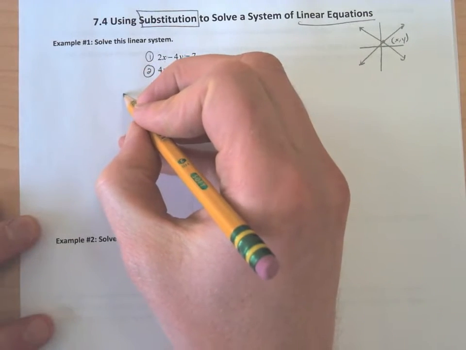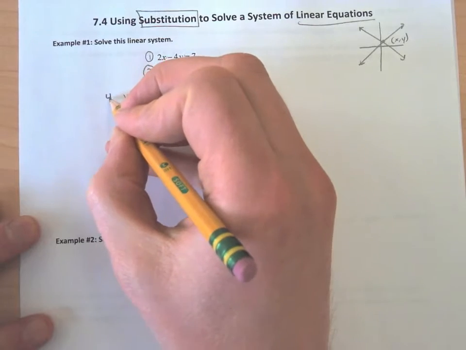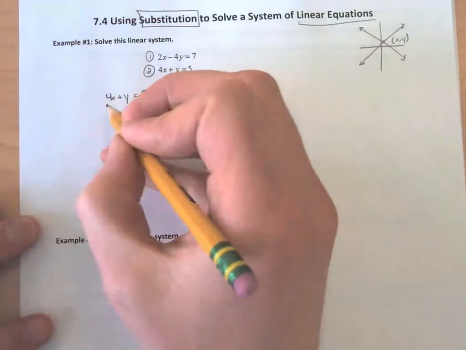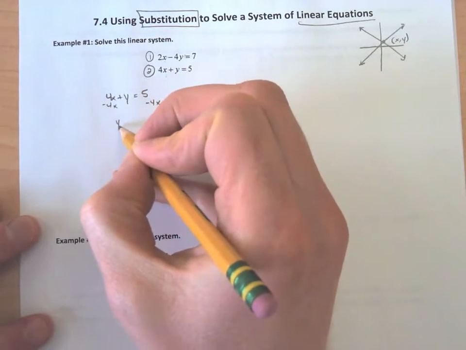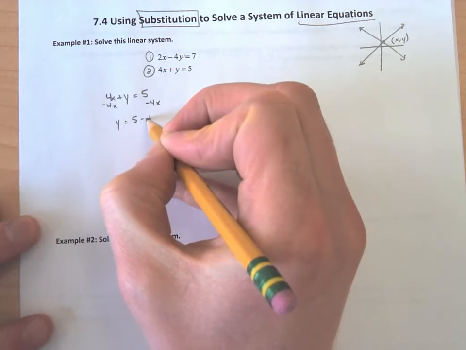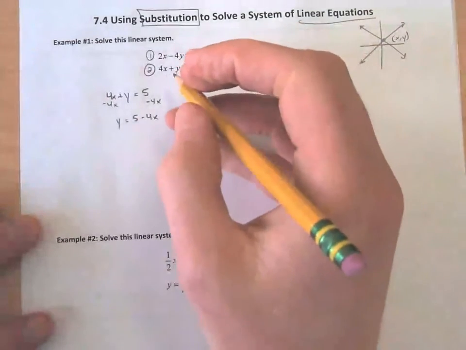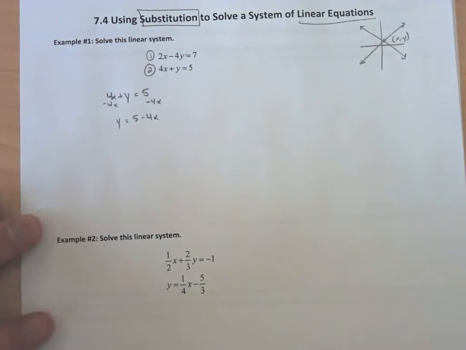Okay, so I'm going to rewrite that equation, 4x plus y equals 5. And I'm going to solve for y, so I'm going to minus 4x from both sides of the equation. And I'm going to get y equals 5 minus 4x. Okay, so we just solved for y. So now we have this y equation, 5 minus 4x.